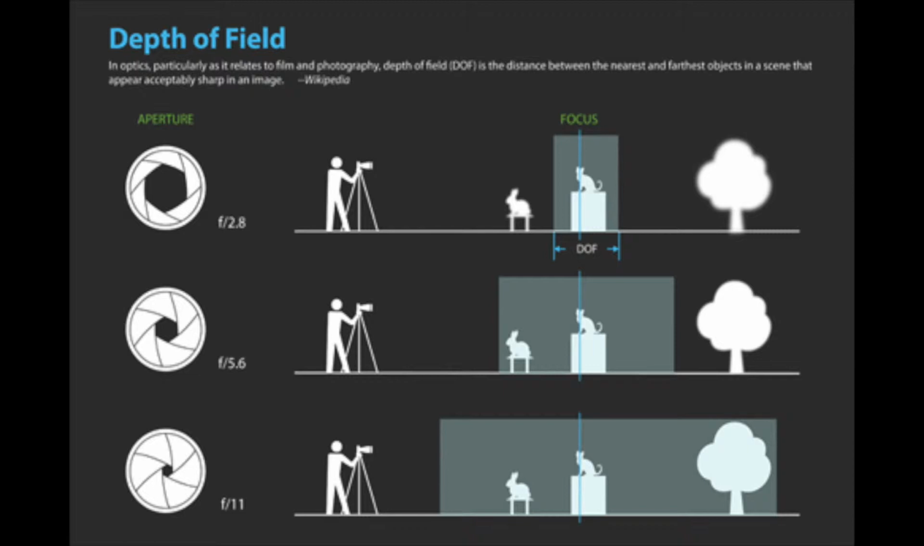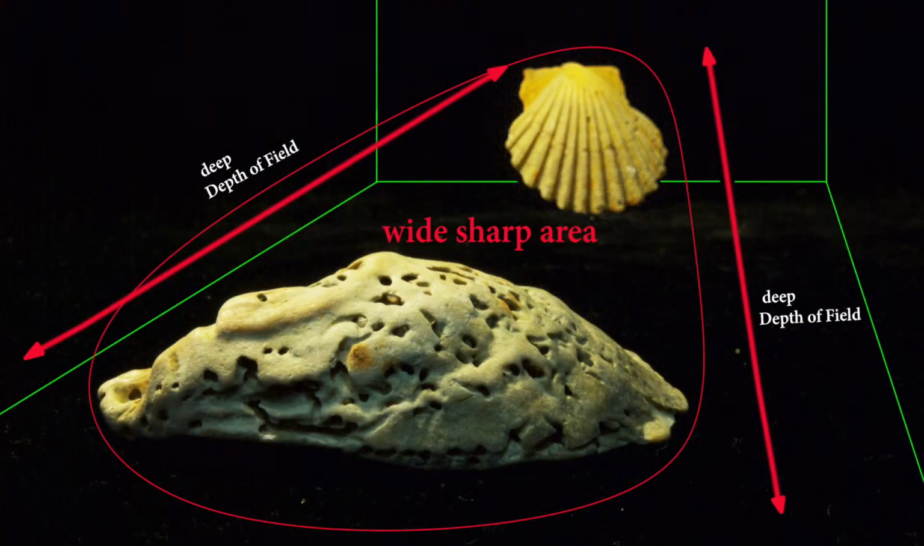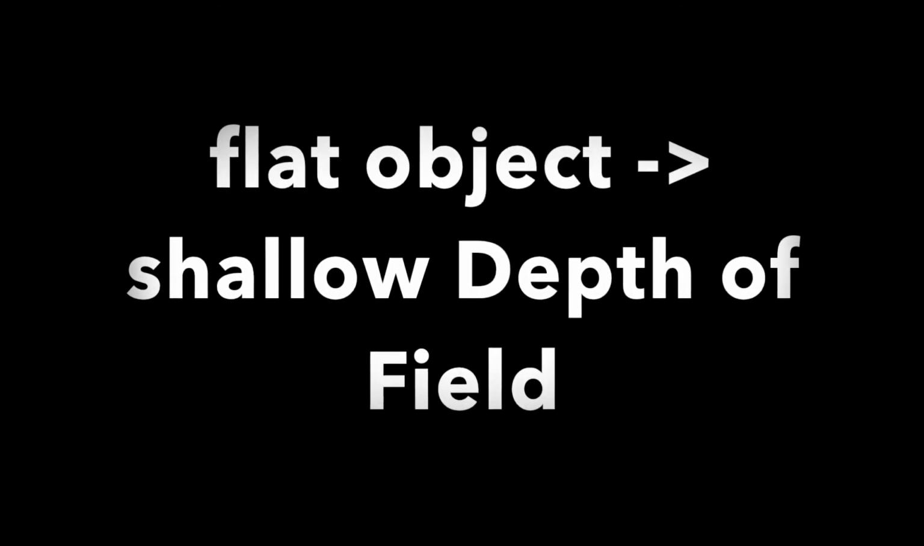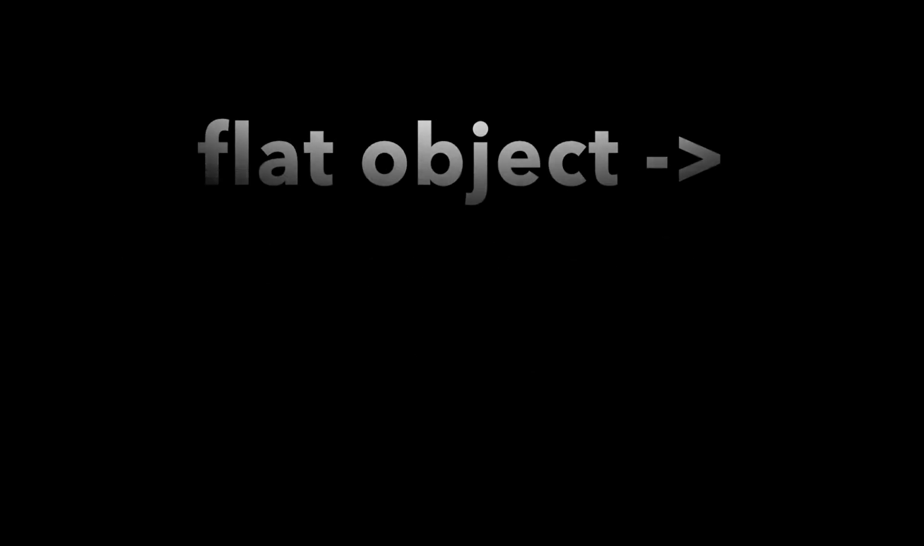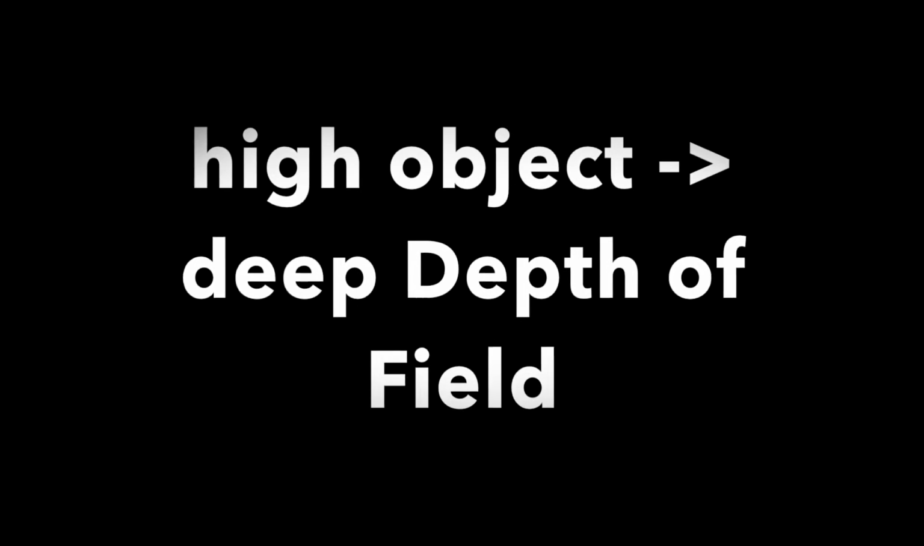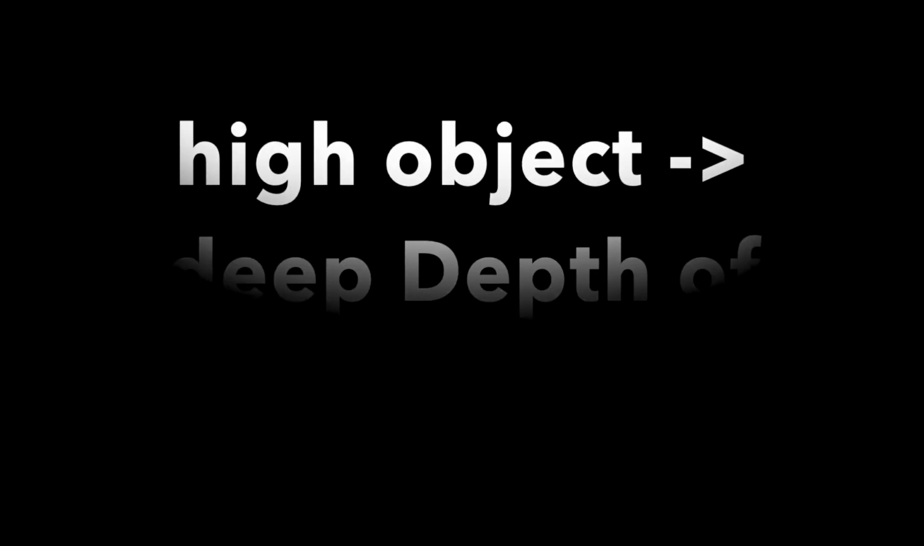It's not a fixed distance. It changes in size and can be described as either shallow, where only a narrow zone appears sharp, or deep, where more of the picture appears sharp. The range of your depth of field depends highly on your object. If your object is quite flat, a more shallow depth of field is needed. But when your object is quite high, you need a deep depth of field.